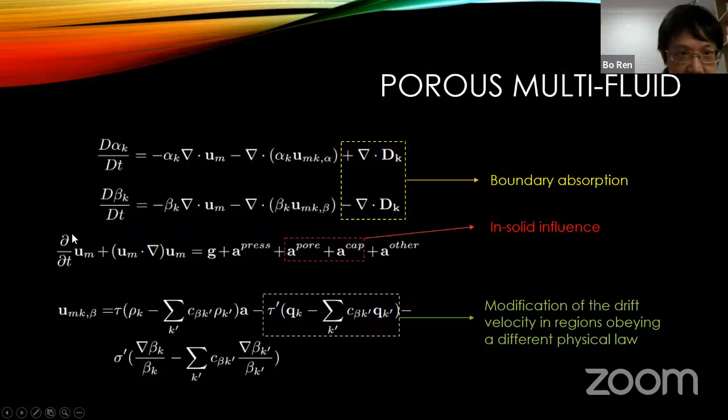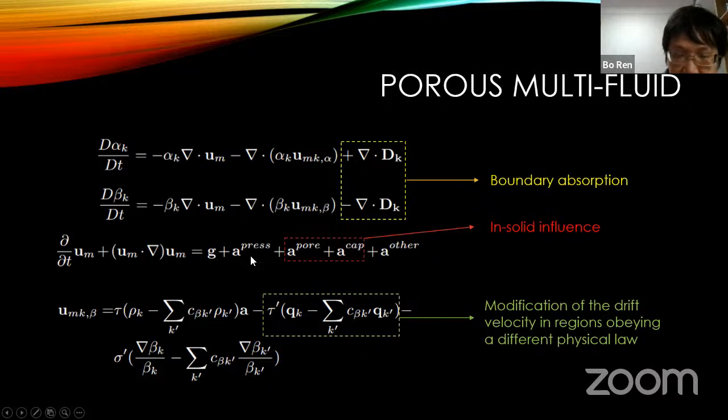So these are the equations. The first two are the continuity equations, very similar to the original mixed model, and the last term is the boundary absorption flux. The third equation is the momentum equation of the particle, and there are several acceleration terms in addition to the gravity term.